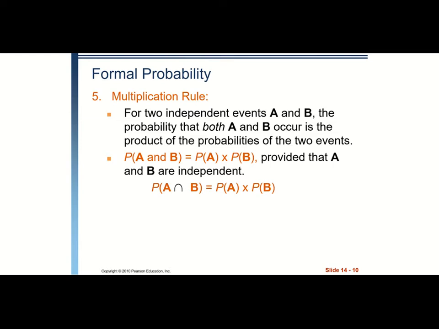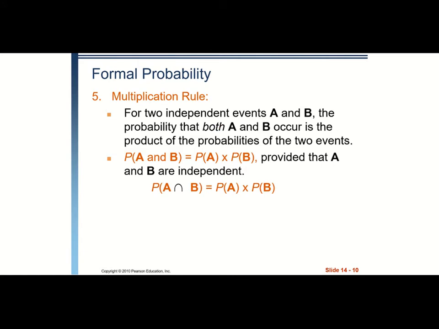A couple things to note. So first off, previously on the addition rule, it used the word or. So for the addition rule, the probability of A or B meant either of those two things could occur or they both could occur. With the multiplication rule, it uses the word and. So probability of A and B means that both of these events have to occur.